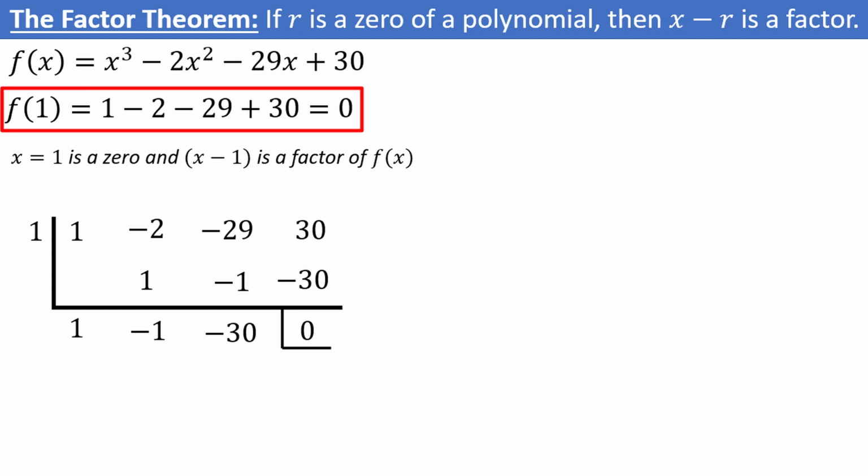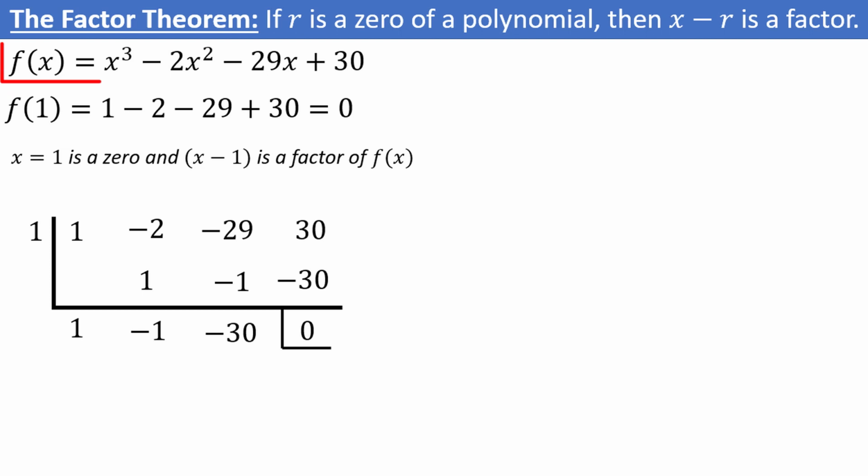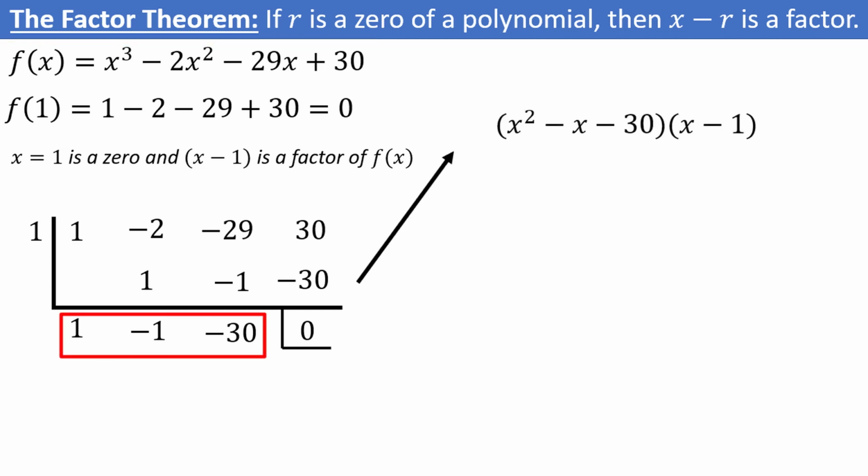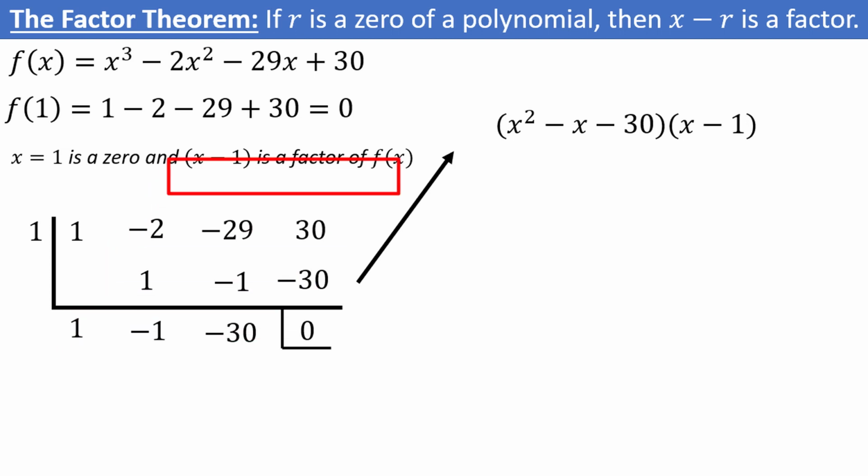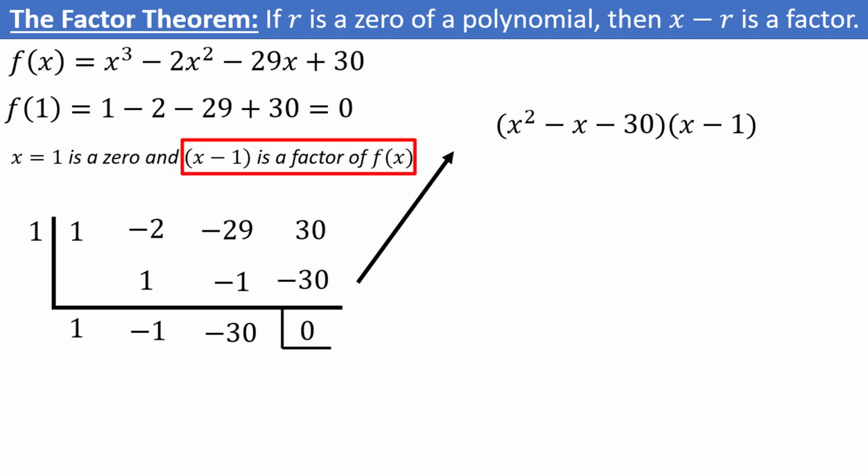The polynomial can be factored by reading the coefficients, which will start with 1 degree lower than what we started with. We started with a polynomial of degree 3, so that means 1 degree lower is degree 2. So we have x squared minus x minus 30. This is all multiplied by our factor, which is x minus 1.